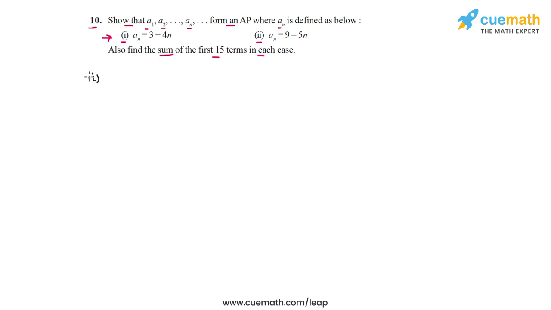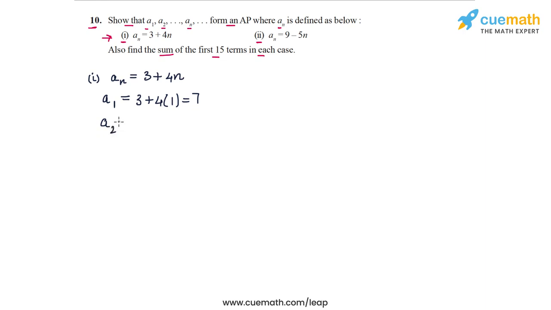The easiest way to solve this problem is to actually find the first few terms of the progression and then check whether it forms an AP or not. So the nth term in the first part is given by 3 plus 4n. By substituting different values of n, we can get different terms of the progression. For example, if I put n equal to 1, then a1 will be 3 plus 4 times 1, which is equal to 7.